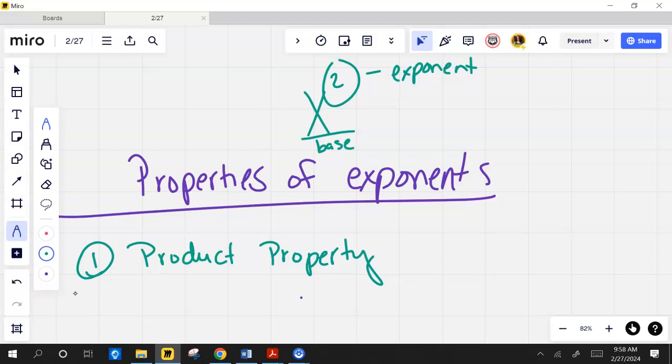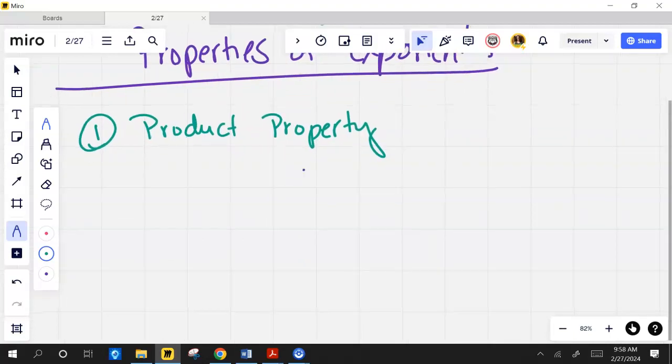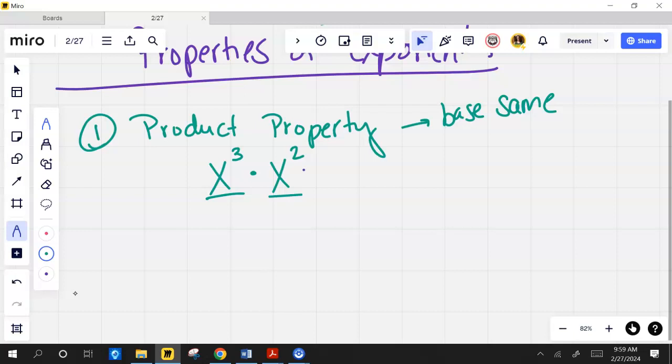All right, the first is the product property. You should know all of these. This is a recap from Algebra 1. In fact, I pulled an Algebra 1 sheet to do this from. Product property: if I multiply, here is the requirement though, the base must be the same. How do I combine them? I add the exponents. That's exactly right. This becomes x to the 5th.